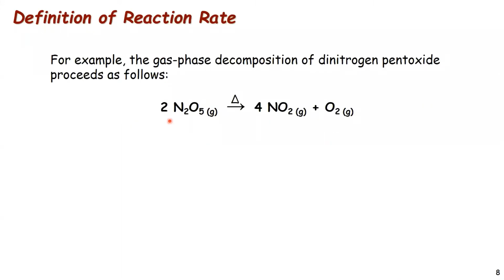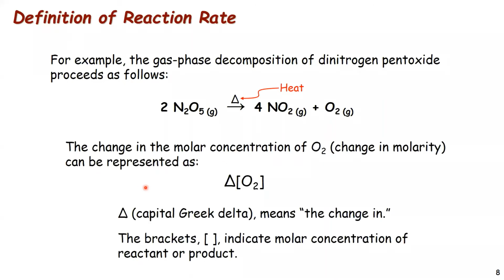So again, we have our decomposition of the dinitrogen pentoxide. Heated up and it occurs faster, right? That's what the delta sign represents. So heated up and it goes faster. And we could represent the change in concentration. Let's say we're looking at just O2. So all we're doing is monitoring the O2 gas. And the change in concentration then is just going to be del. Notice here it's heat, but here it's del, and you just got to understand that.